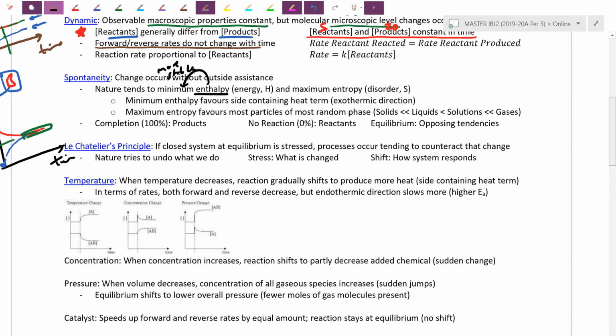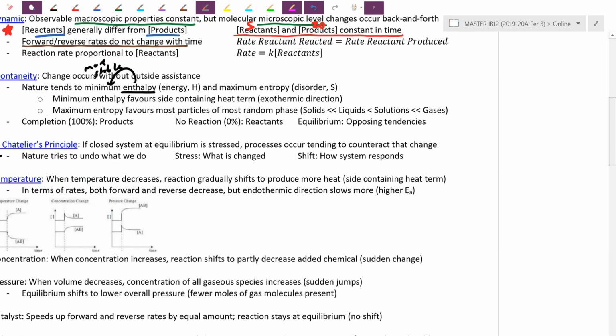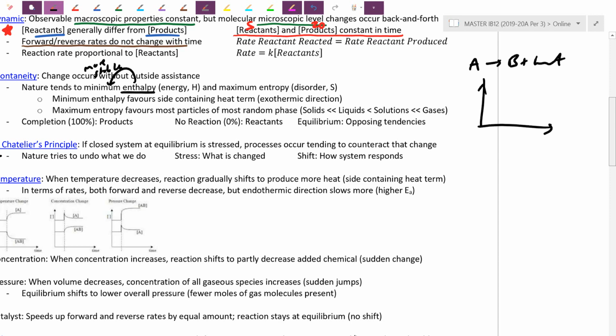So what we're going to do here is favor the exothermic direction. For example, if I have the reaction A becomes B plus heat, on our potential energy graph, I start high and go low. If I were the transition state, the activated complex, and I had a choice either to go to reactants or to products, I prefer going to the product side. I prefer pointing towards the heat term because the product side will be less energy.